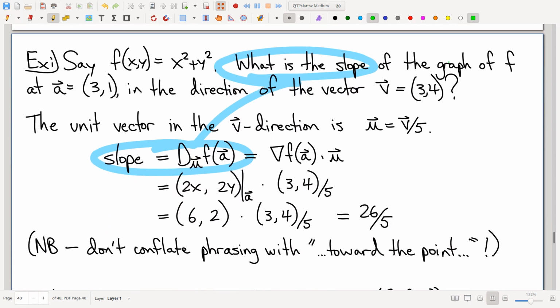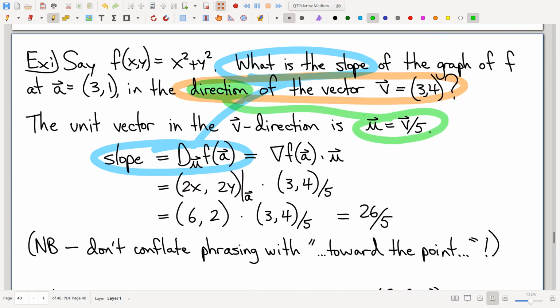Notice the vector I was given is not a unit vector. So I cannot just put a v in there. Right? Directional derivative, as we're doing it in this course, is defined only for unit vectors. So what that means is I've got to identify, after all, the question said the direction of that vector. That means the direction that that vector is pointing.